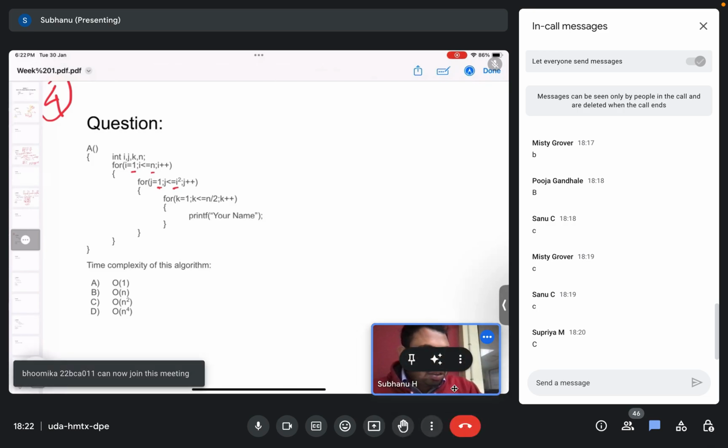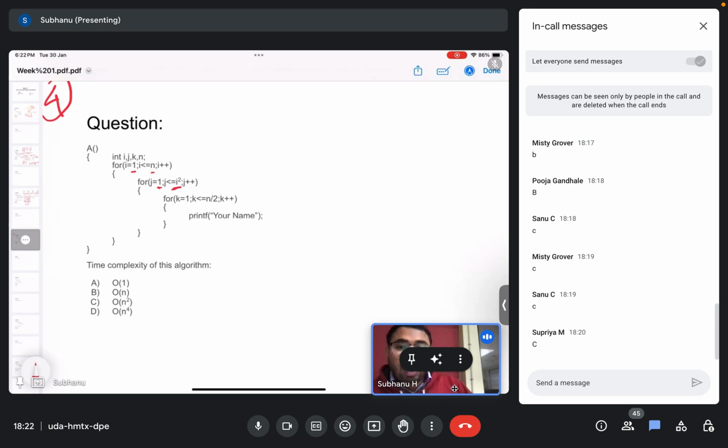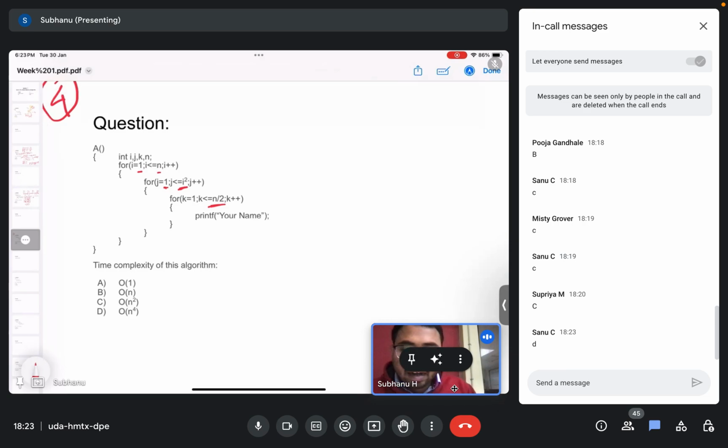In the previous question we saw that j was running up to j less than or equal to i, but here there is a change: j will run up to i square. Also here k is dependent on n. Last time k was a constant, always running from 1 to 100, but now k is running up to n by 2. So please keep this in mind and try in the same manner.